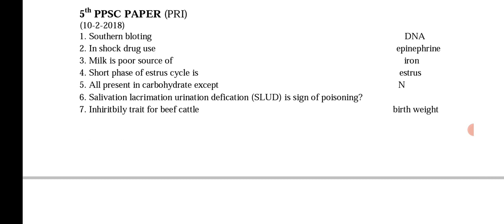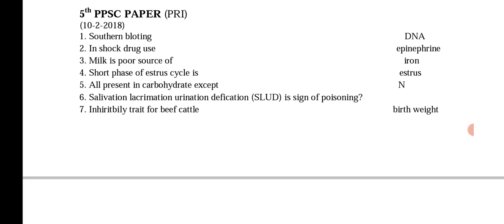All are present in carbohydrate except nitrogen. Nitrogen is present in proteins, not in carbohydrates. Carbohydrates have carbon, hydrogen, and oxygen. So the simplest formula of carbohydrate by thumb rule is C(H2O), that is CH2O.